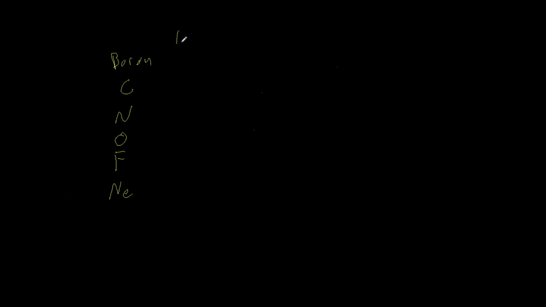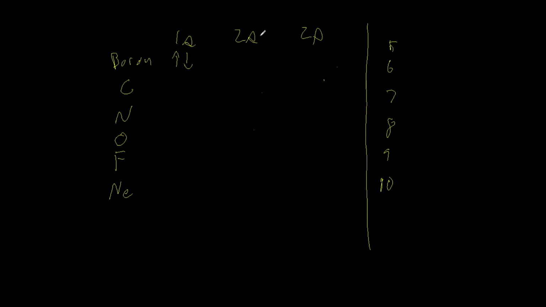We know all these are going to be in 1s, 2s, and 2p. I purposely picked these for a reason. When you're filling this out, you always fill out the lowest energy level first. And we'll write off to the side how many electrons are available in each. Boron has 5 electrons, 6, 7, 8, 9, and 10. So I have 2 electrons here. The next 2 electrons go in the next area of slightly higher energy. There. And then so forth.